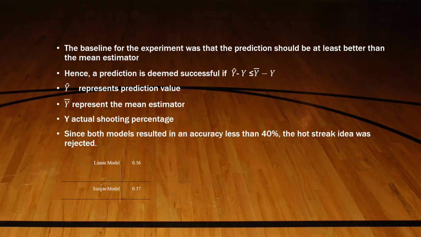It found that since both models resulted in accuracy less than 40%, the hot streak idea was rejected. So they basically found out that when the analysis was conducted, there was actually no empirical data to substantiate the notion that a hot streak is actually a real thing. It's just something that I guess people have developed over time looking at basketball, but in reality, it's not something that can be substantiated by empirical findings. So that was basically the essence of that particular paper.